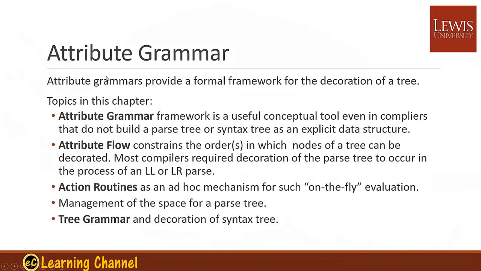Okay. So attribute grammar provides a formal framework for the decoration of a tree. Topics in this chapter include attribute grammar, attribute flow, attribute routines, and tree grammar and decoration. The last three are for next time. Today we only talk about this attribute grammar framework. It's a useful conceptual tool, even in compilers that do not build a parse tree. Are there compilers that do not build a parse tree? Yes, but very few now. Probably very simple compilers.